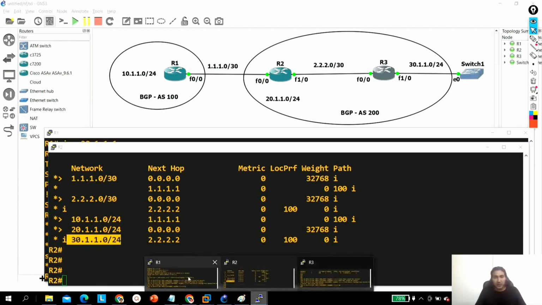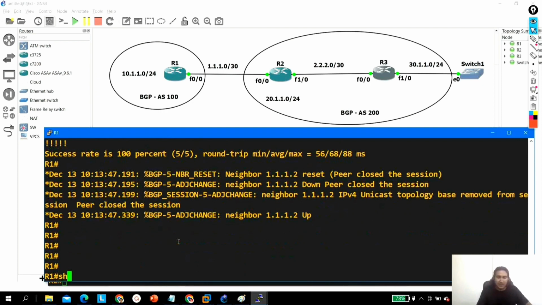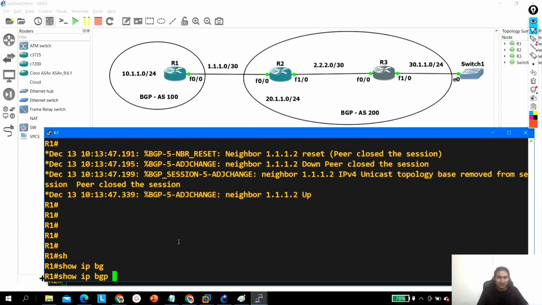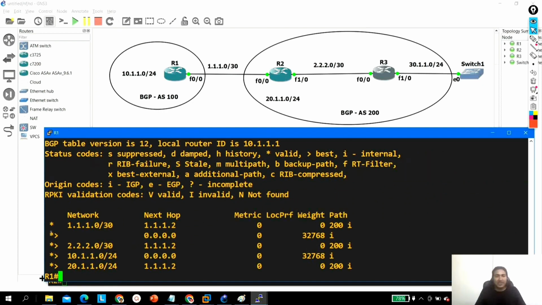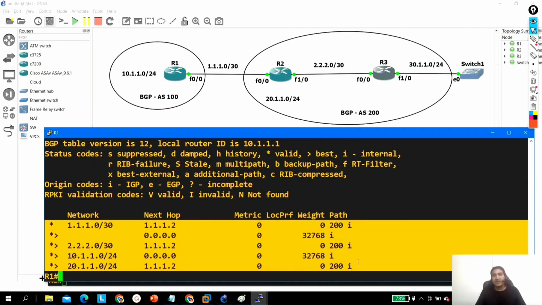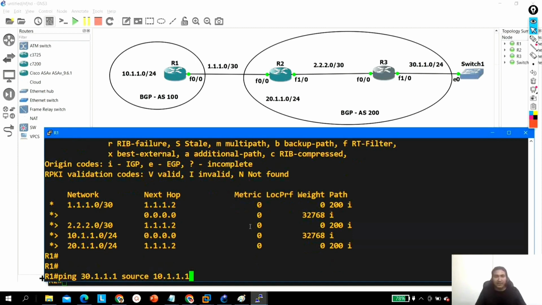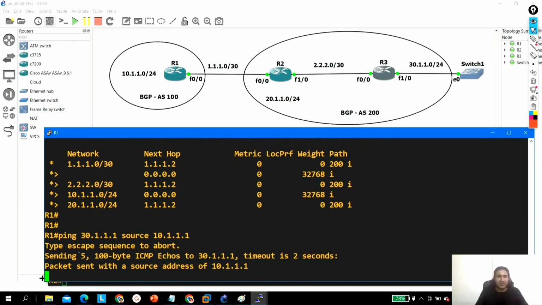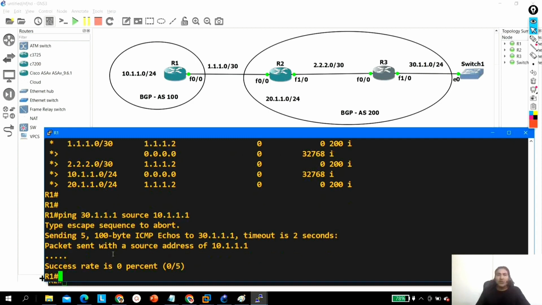You can check on router 1 as well. Here you can see so IP BGP, right? Here you can see there is no 30 network, right? Now 10.1 cannot communicate with 30.1. Here you can see your packet is dropping at router 1 because there is no route available for 30 network. So now what we need to do, we have again two options.